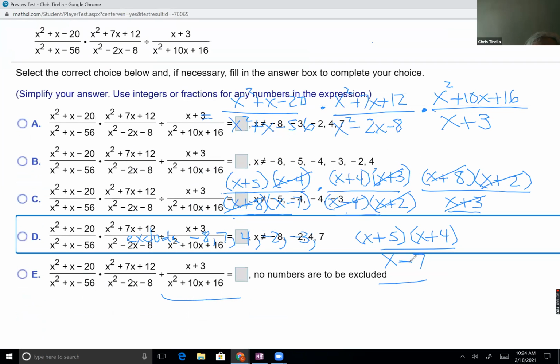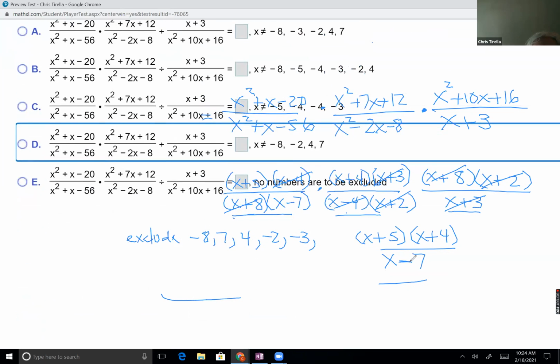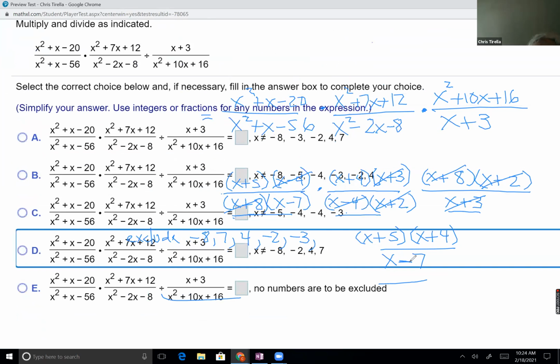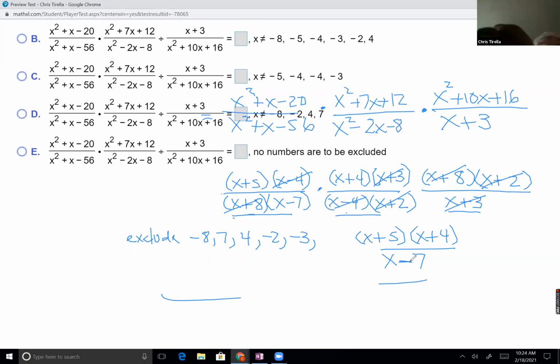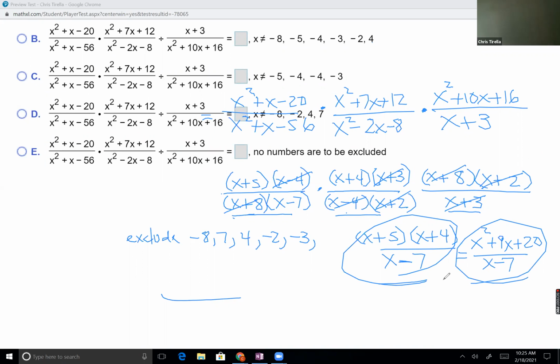It doesn't say anything about whether they want us to multiply that numerator out. So I would be fine if you left it like this. I think it would also be acceptable if you did, because it's a multiplication problem, multiply that numerator out to get x squared plus 9x plus 20 over x minus 7. I believe that either one of those are acceptable. And with a problem like this, even if my labs didn't accept both of them, I would.